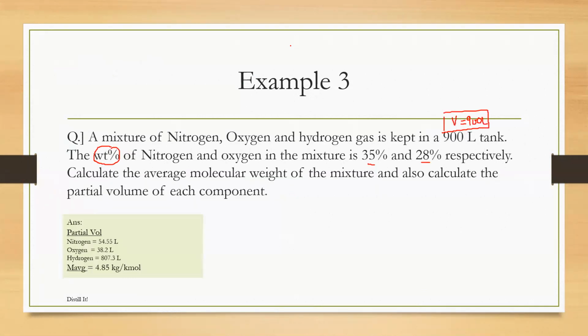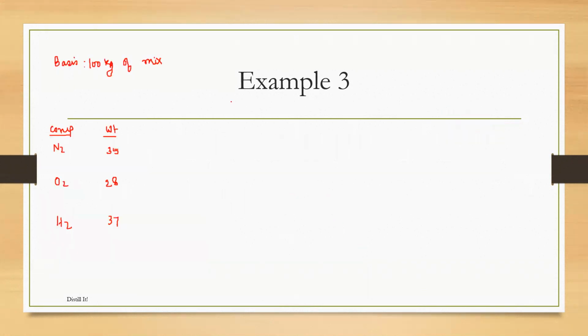Now, in the question, they have asked us to calculate the average molecular weight. Remember, average molecular weight is nothing but the summation of the product of mole fraction into molecular weight. So we need mole fraction, but what we have here is the weight fraction. That is why we need to do our conversion from weight percent to mole percent. Hence, step one is to take a basis of 100 kg of mixture and calculate the weights.